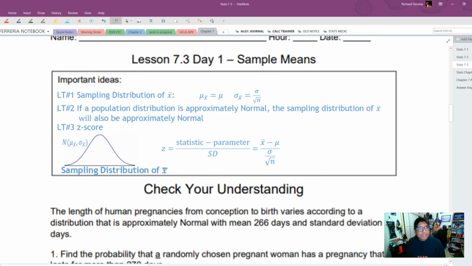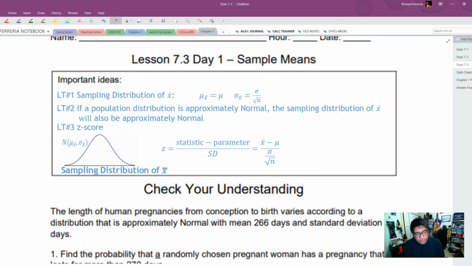So we can see what that's going to be by taking a look at our important ideas. The sampling distribution of X bar: if we took every sample of X bar of size n, we would find that the mean of the sampling distribution, that's mu X bar, is the same as the mean of the population. We saw that directly with the one we just did. Now the standard deviation is the standard deviation of the population divided by the square root of the sample size.